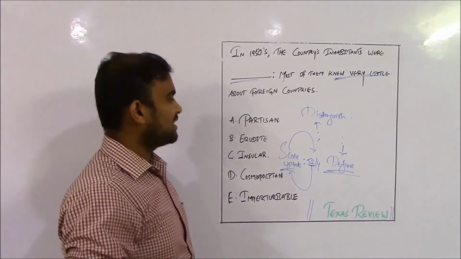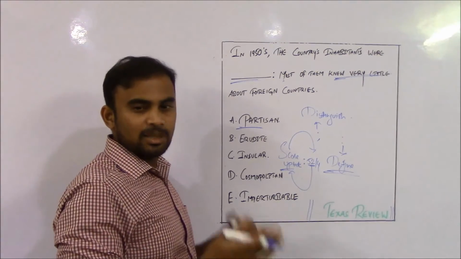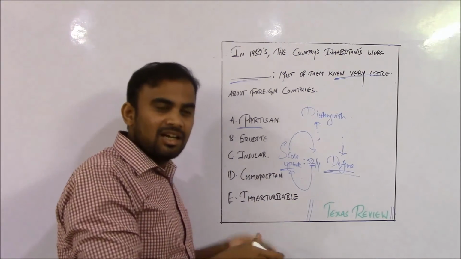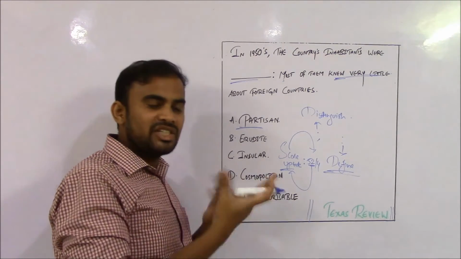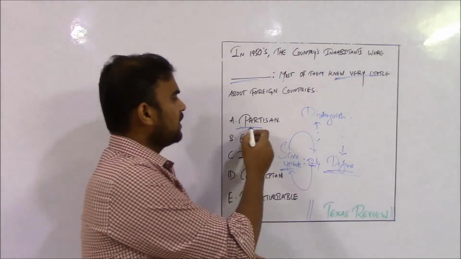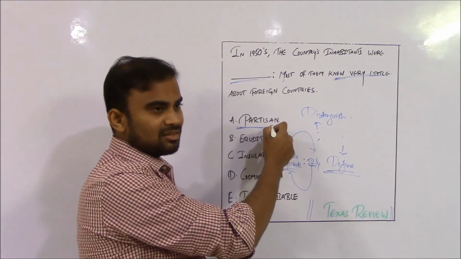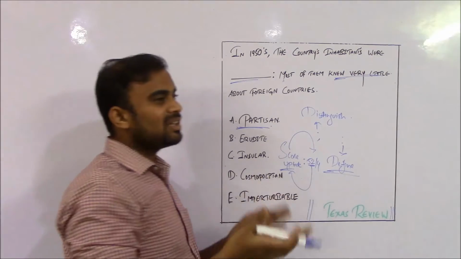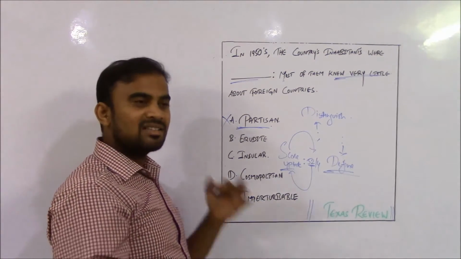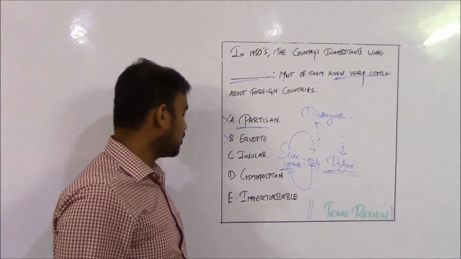Now A, partisan. If you look at the prefix, party, supporting a single party. So being biased, being opinionated, being one-sided. So you can say a partisan crowd cheered for the president. So a crowd which is supporting only one party. Now, do you think the inhabitants were partisan? No, because they know very little about foreign countries doesn't mean that they are biased. So eliminate it. Next, erudite. Erudite is like being clever, a scholarly person. So are they clever? No, that's not the clue.